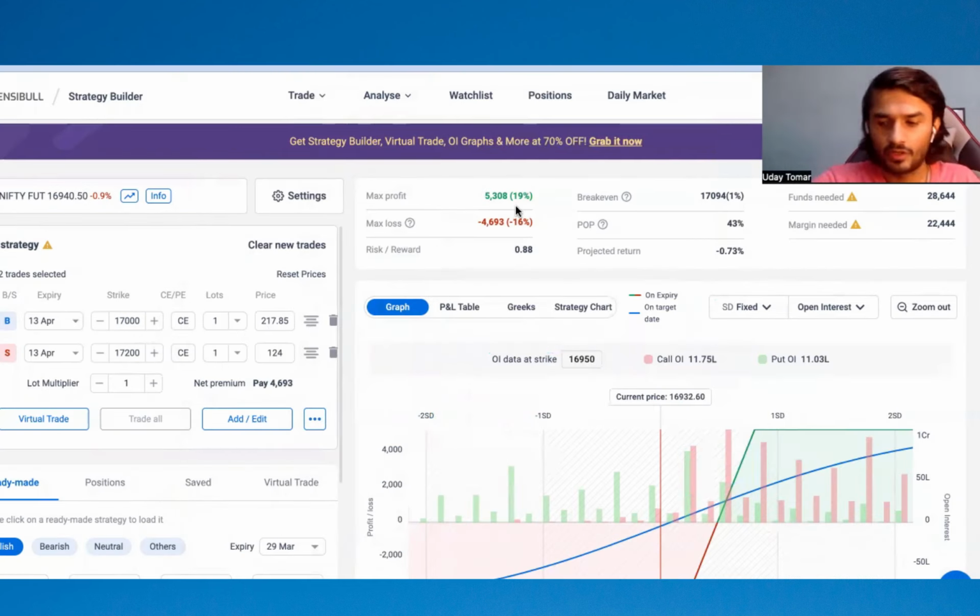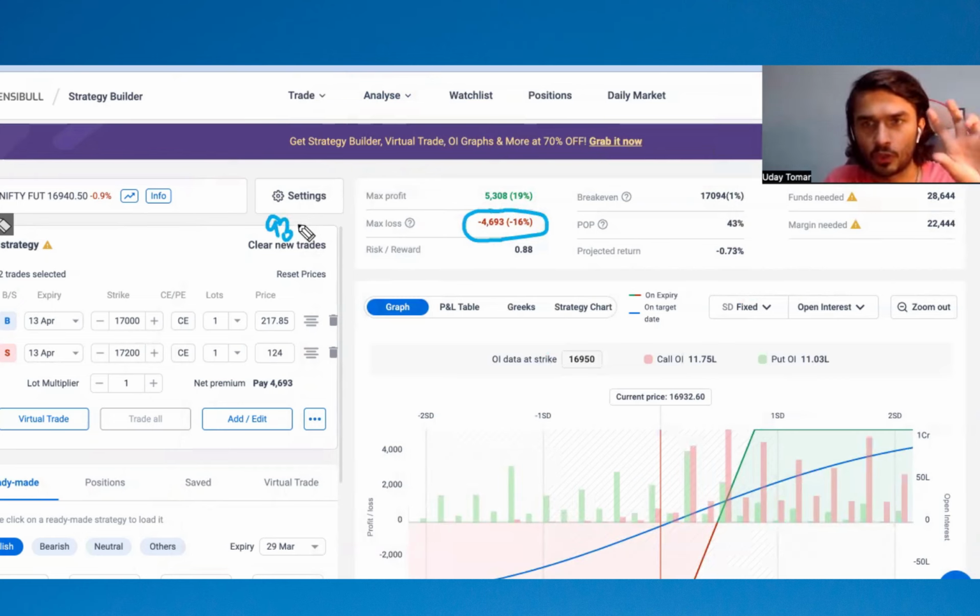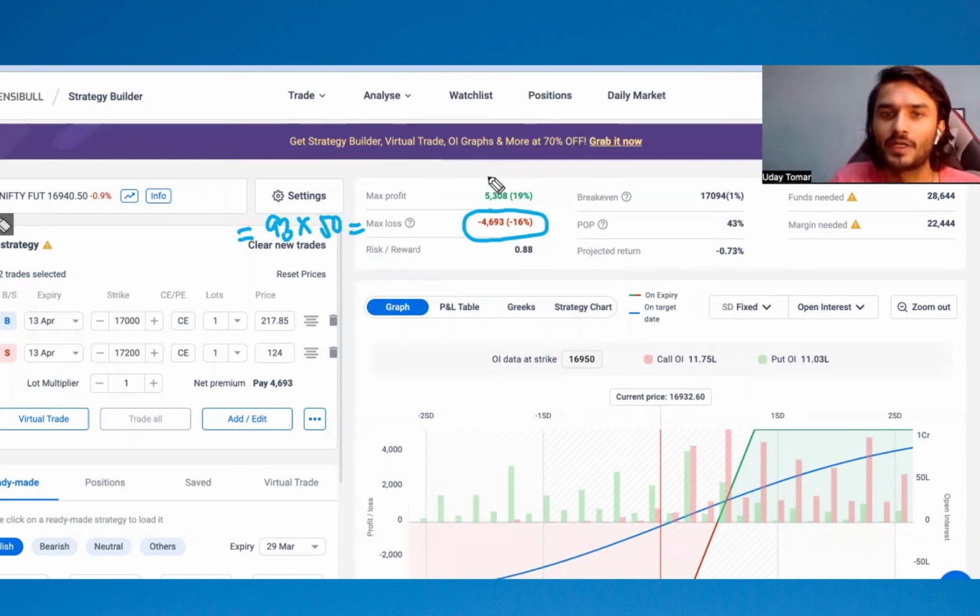So your risk here is how much? 4,693. That is the 93 points that you have given to the market. Your total net premium was 93 because 217 minus 124 equals 93, and into 50 is your max loss. So this is the maximum that you could lose. But in the first strategy, when we looked at naked option buying, this was unlimited, but here this is also limited. So your max profit is also limited.